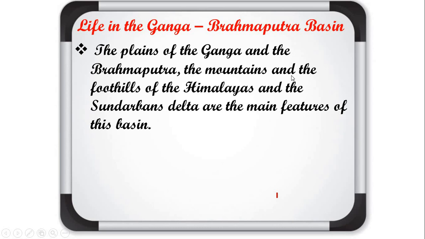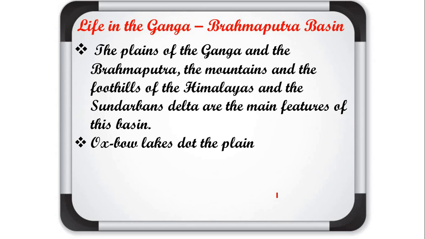The first one is varied topography, physical relief. In this basin mountains are found, foothills are there, meaning hilly areas. Plain areas are also there, and the Sundarban Delta, which is formed by these two rivers in West Bengal, and it is the largest delta in the world. So these are some main features of the Ganges and Brahmaputra basin.